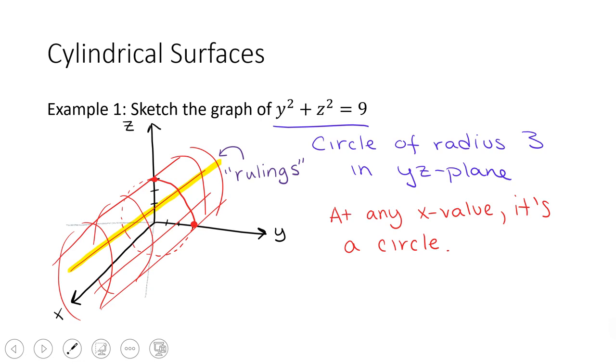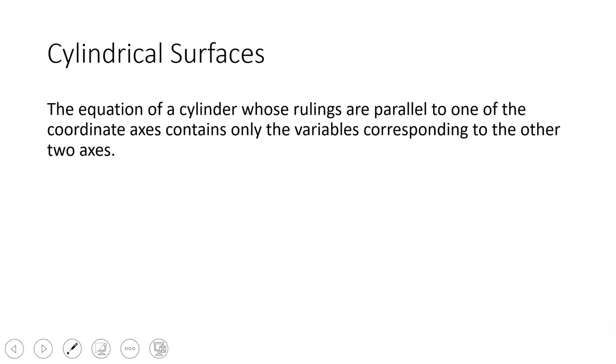All right, let's do another one. Let's take a look at another cylindrical surface and see if we can make some comparisons. Before we do that, here's a definition. The equation of a cylinder whose rulings are parallel to one of the coordinate axes contains only the variables corresponding to the other two axes.